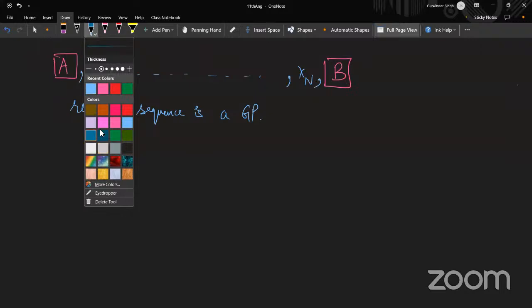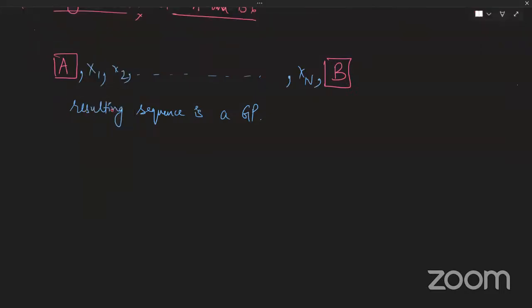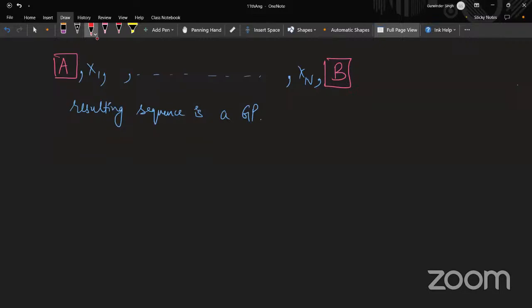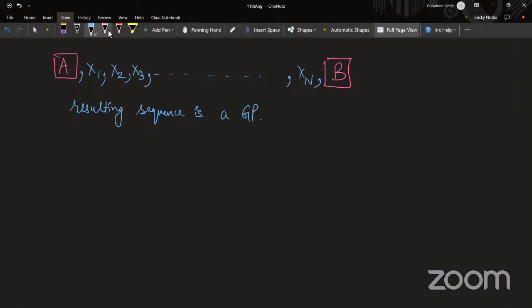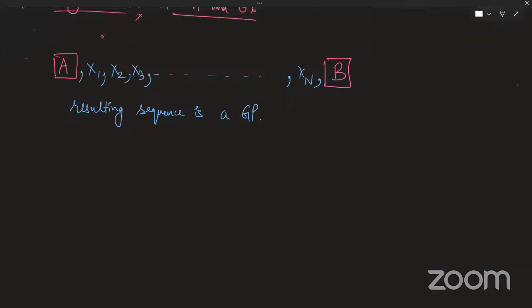See, I have two numbers A and B. Between those two numbers, I have to insert n values in such a way that the whole complete sequence, x1, x2, x3, so on till xn, becomes a GP. So you can again use a concept similar to the one you used there. There you were taking the difference. So here, what can you take?